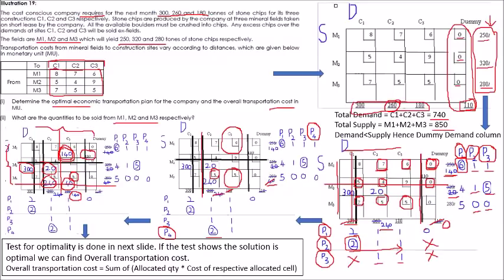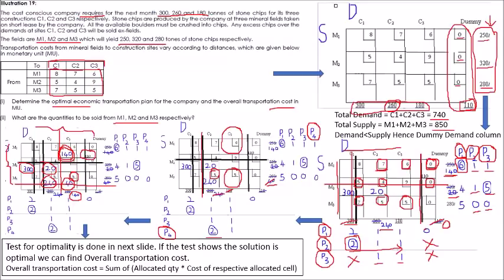Since the number of allocations is equal to or greater than m plus n minus 1, the solution we have obtained here is a feasible solution. But we don't know if it is optimal or not. So for that we need to do a test for optimality. For the same problem we are going to test the optimality of the solution.